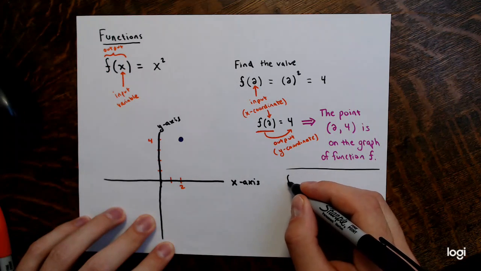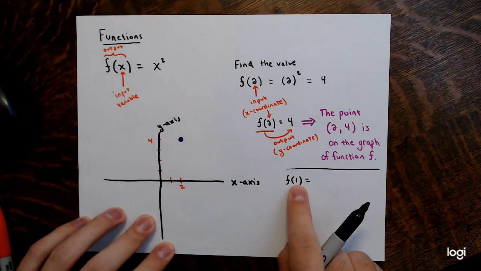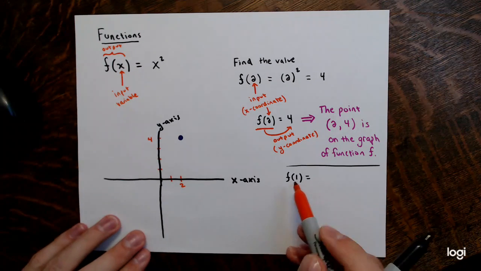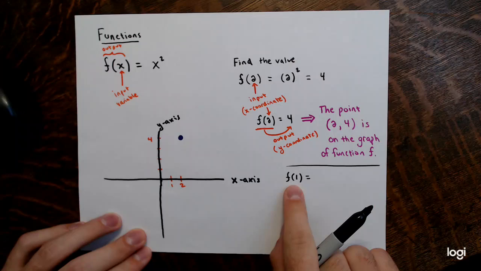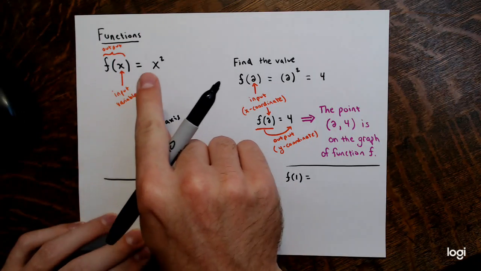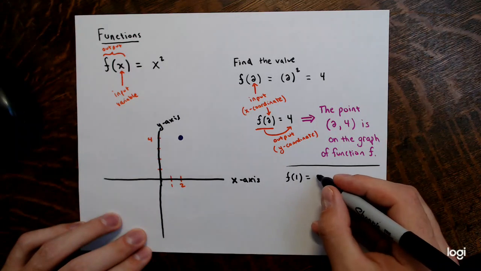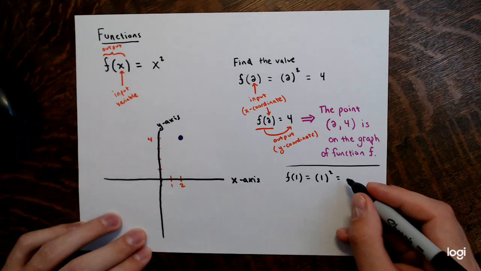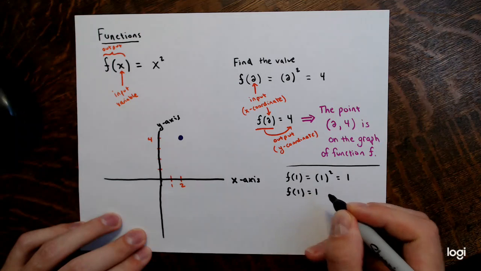How about what's f at 1? Alright, so again here the input is 1. So that's my x-coordinate, 1. So there's 1 on the x-axis there. And this tells me to get the output, go to my rule for f and just replace x with 1. So f of 1 is 1 squared, and 1 times 1 is 1. Alright, so f of 1 is 1.